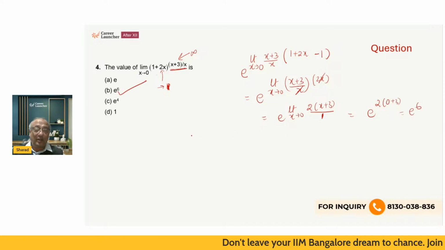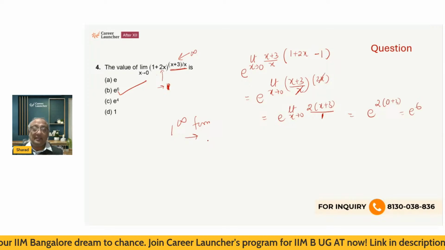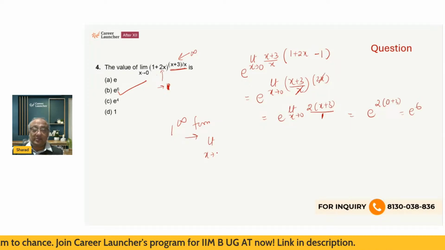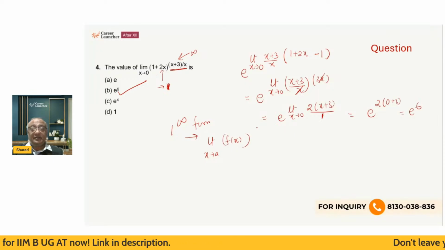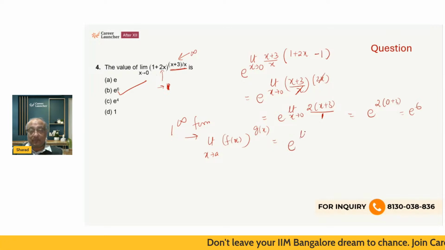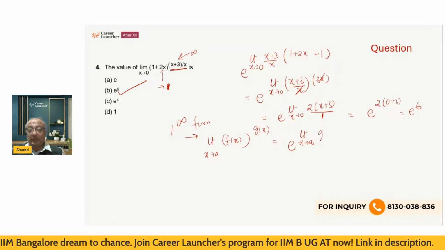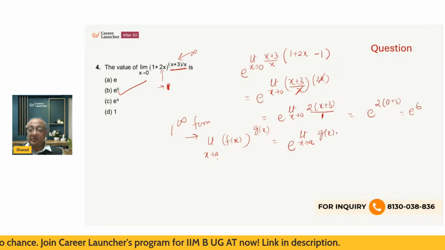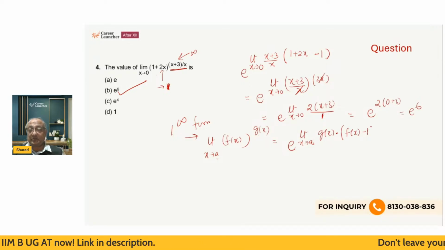Please remember, if it is a 1 raised to power infinity form, this is an indeterminate form, then limit x tends to a, f(x) raised to the power g(x) will be equal to e raised to the power limit x tends to a, same limit, g(x), the exponent, multiplied with whatever is the base, f(x) minus 1.